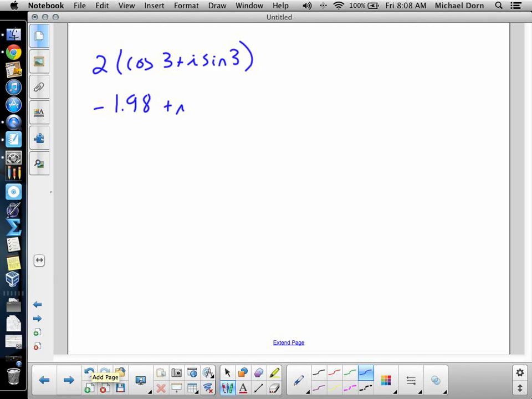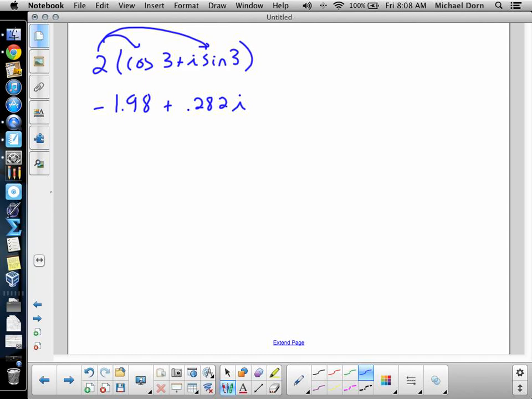Wait a minute. Oh, 2 sine 3. Sorry. That's what I did wrong. 2 sine 3. That's okay. Okay, that's to distribute. So 2 sine 3 is 0.2822. There we go. And that's not an identity angle.